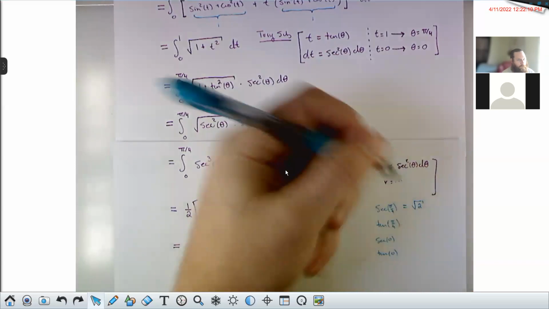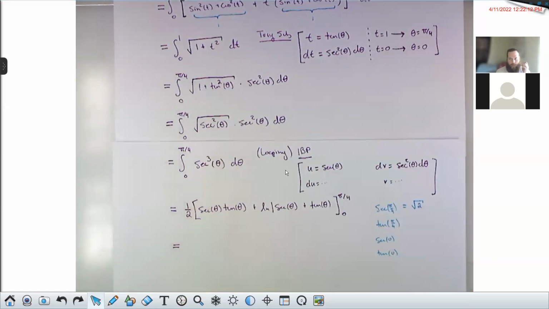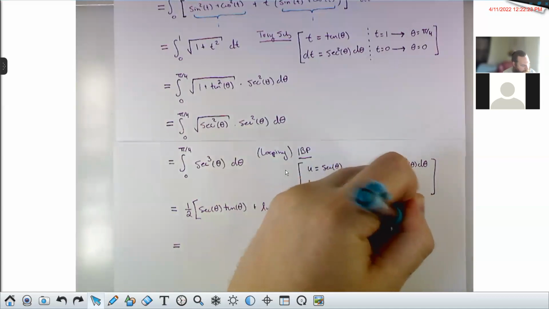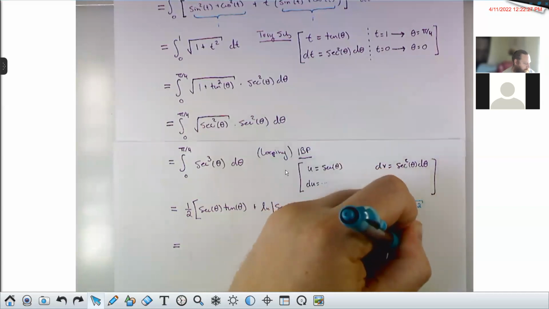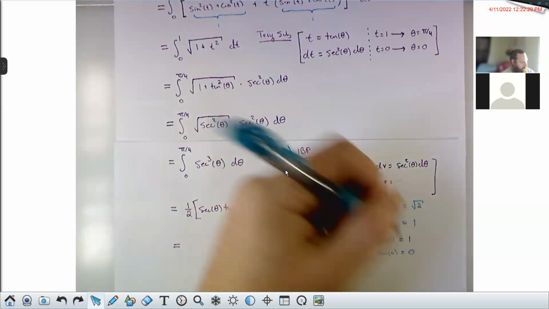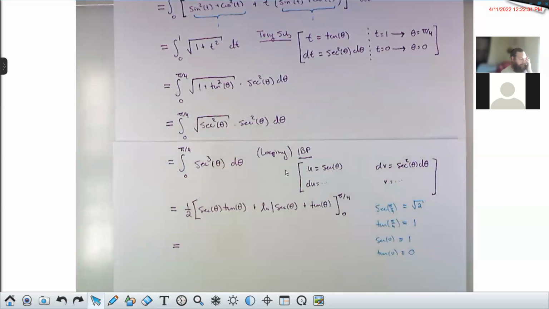Right, it's 1 over the cosine of pi over 4. The cosine of pi over 4 is root 2 over 2. So it's 2 over root 2, which is just the square root of 2. The tangent of pi over 4 is 1. The secant of 0 is 1. And the tangent of 0 is 0. These come from the unit circle, and we need to know them.